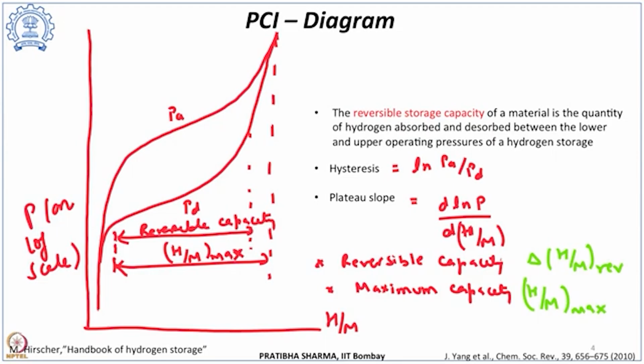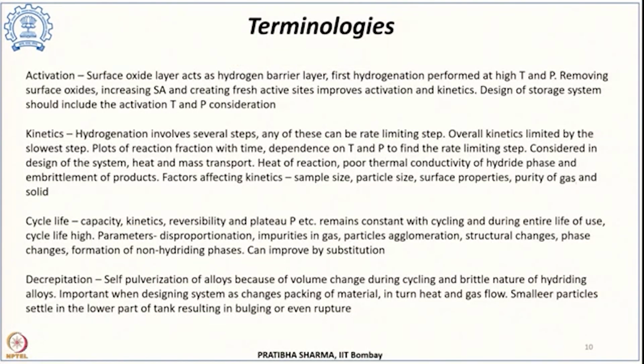So, herein in a single curve we have shown the different terms and their representation in the PCT diagram. Along with that, there are many more terminologies which become important when we consider the design of hydrogen storage systems, when we consider different metal hydrides. Like one of the most important processes when metal hydrides are used for storage is the activation.